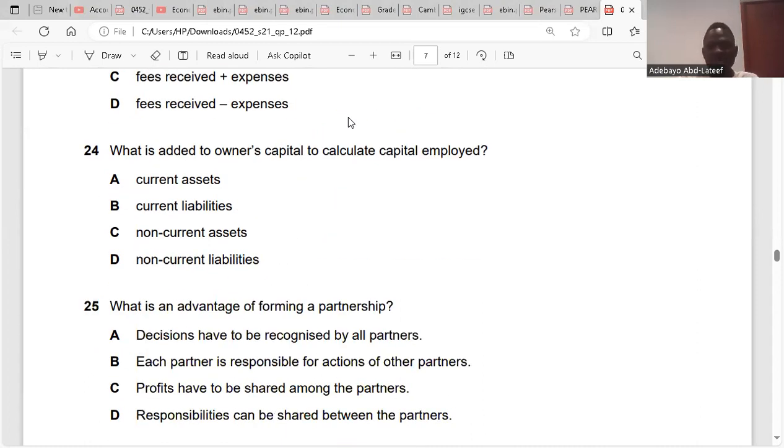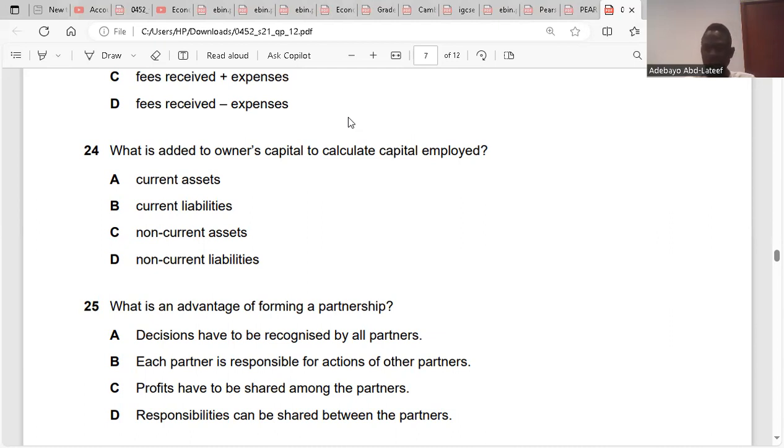Question 24. What is added to owner's capital to calculate capital employed? The formula for capital employed is owner's equity plus non-current liabilities. That's how you get your capital employed. So capital employed is owner's equity plus non-current liabilities. Is it clear? That's question 24.